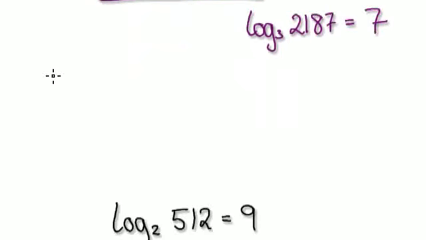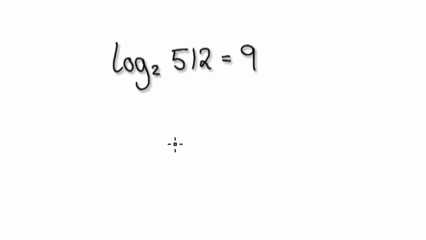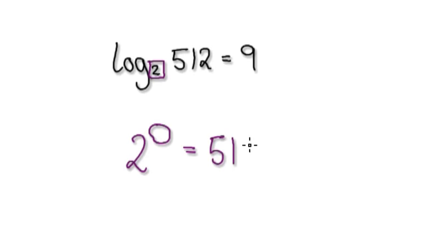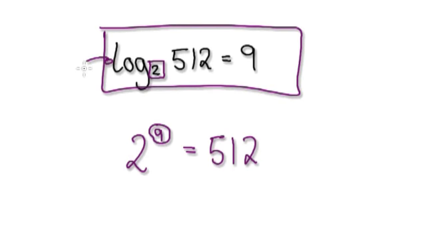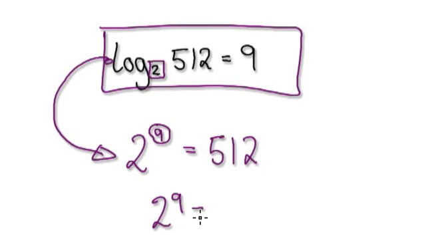Okay, so the first question here: translate this. Press pause and have a go. The first thing you should do is identify the base here. So when you translate this, it will be 2 to the power of what will give me 512. And here you can see it will be 9. So when you see this here, you should be able to immediately jump to this. It will be 2 to the power of 9 equals 512.